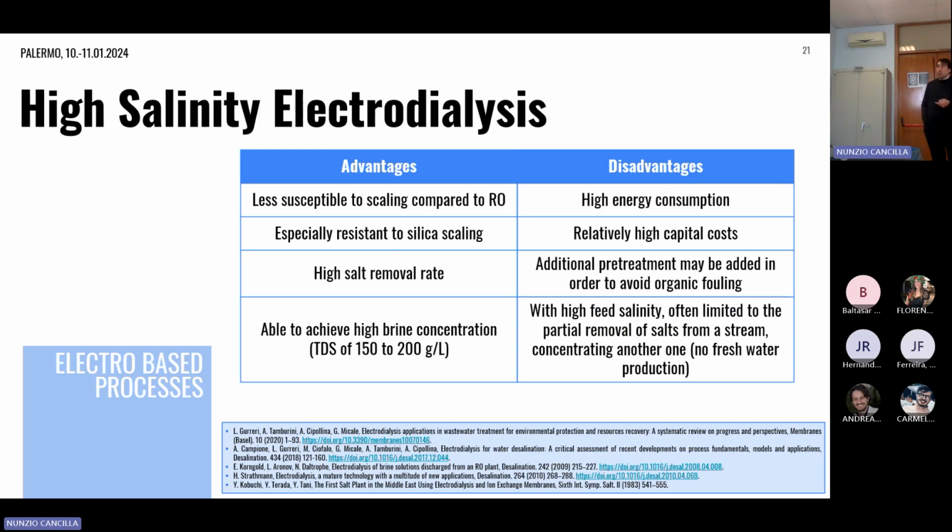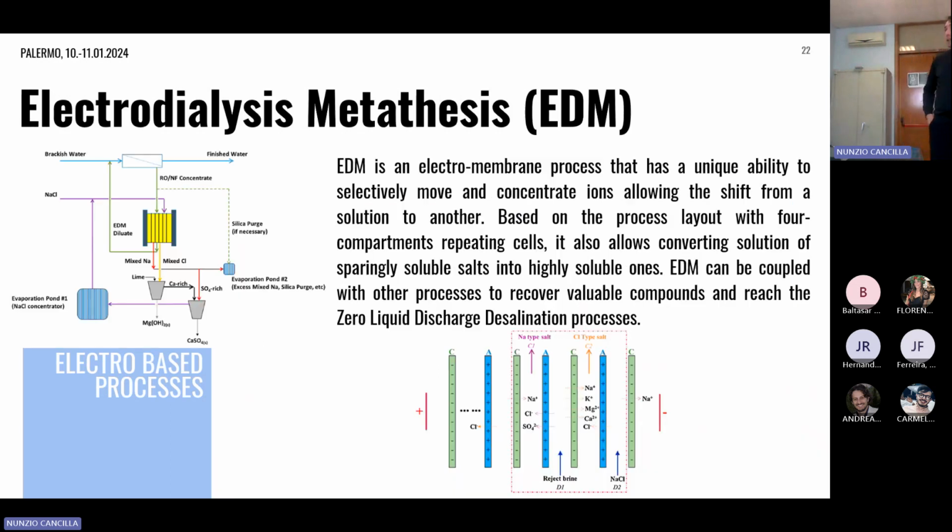Of course, a disadvantage for such a case of high salinity electrodialysis is the high energy consumption. We may have additional pretreatment requirements. And of course, we are not going to have a stream with freshwater production. Of course, it's not feasible at all. But it is possible to achieve a significantly high brine concentration, which may be the main purpose of use of such technology.